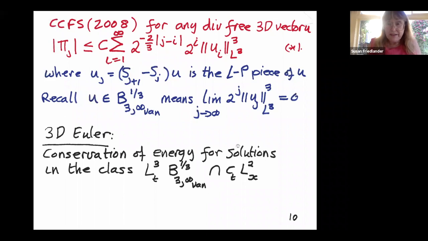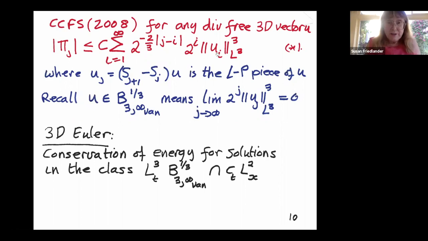There are some other implications that follow from this particular bound. This term here, 2 to the minus 2 thirds times the difference between the index i and the index j, shows that when i and j are far apart, this term is decreasing. So the contribution from the interaction of modes that are far apart in Fourier space becomes less and less important. The main contributions are going to be where i and j are close together.